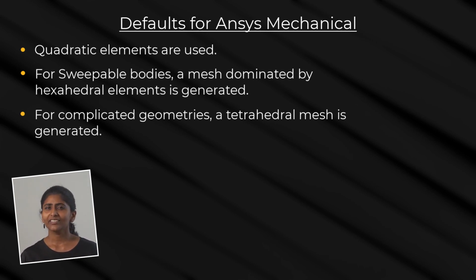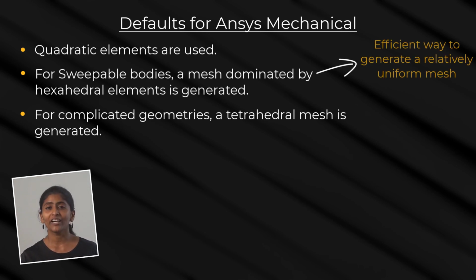So why does Mechanical choose these defaults? Sweep meshing geometry, when possible, is an efficient way of providing a relatively uniform mesh, which is why Mechanical meshes sweepable parts with hexahedral elements by default. If you have thin sweepable parts, sweep meshing also provides an added advantage of being able to control the number of elements through the thickness if needed.